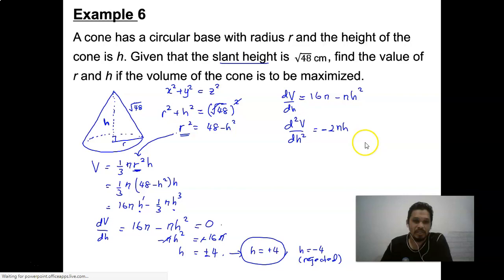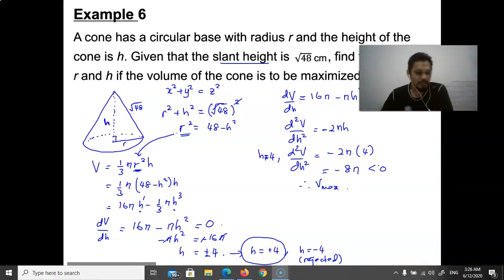So then we substitute the value h equals 4 into here. The second derivative of V with respect to h, where h equals 4, equals negative 2 pi times 4, which is equal to negative 8 pi. And this value is negative, which is less than 0, so V is maximum. Okay, V is maximum when h equals 4.